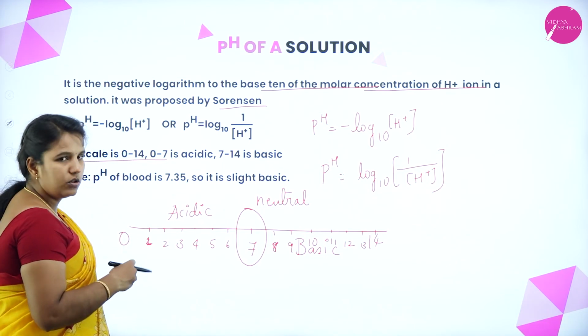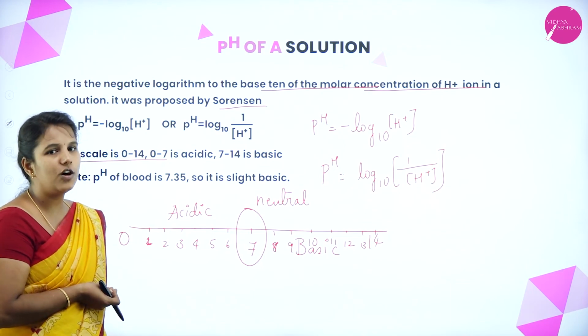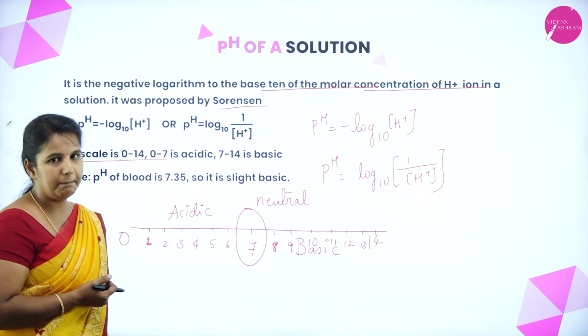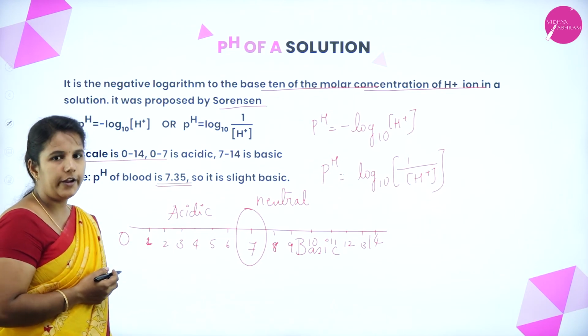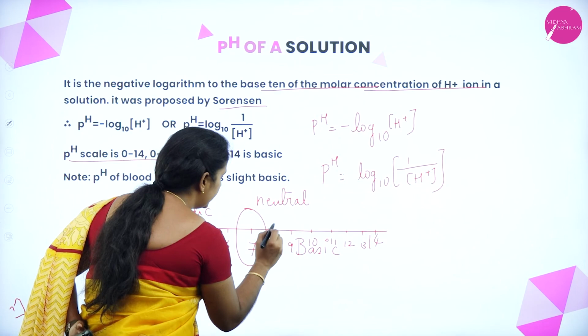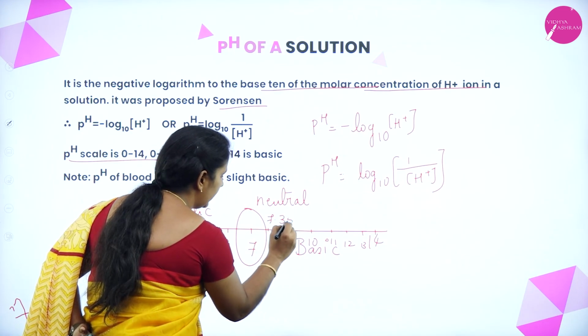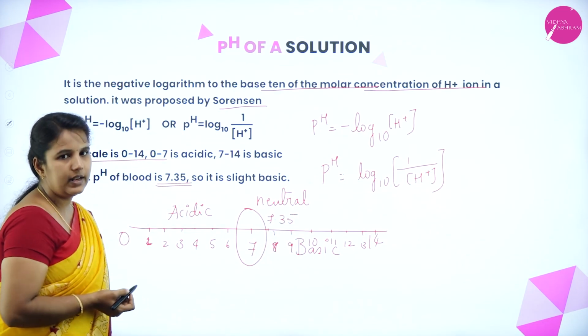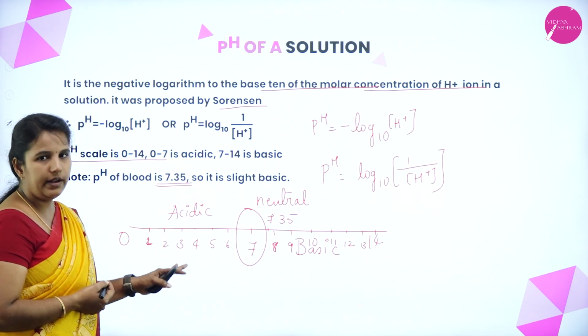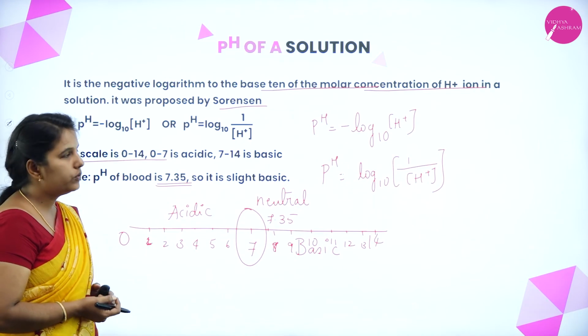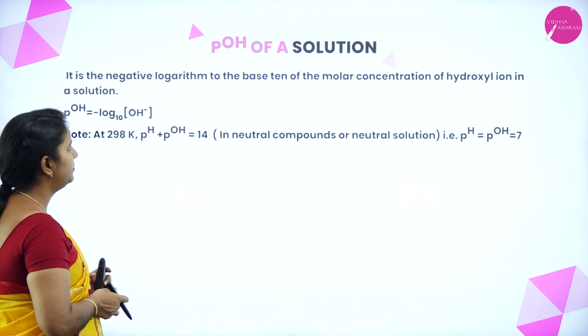Now, if you think about the pH, we need to know about the pH of our blood. The pH of our blood is 7.35. So it comes under here. It is 7.35 and it is slightly basic in nature. This is how we can understand the pH scale, and it was first given by Sorensen.